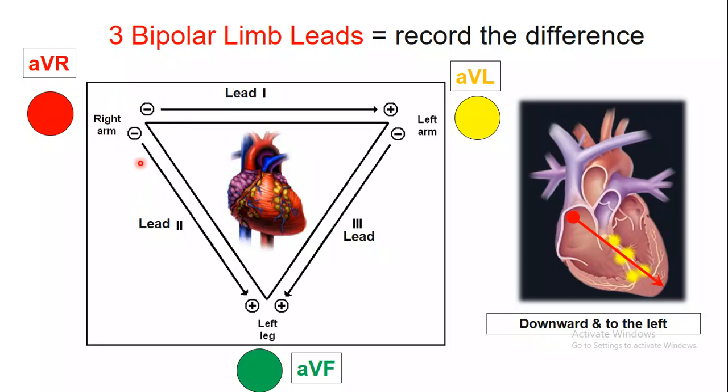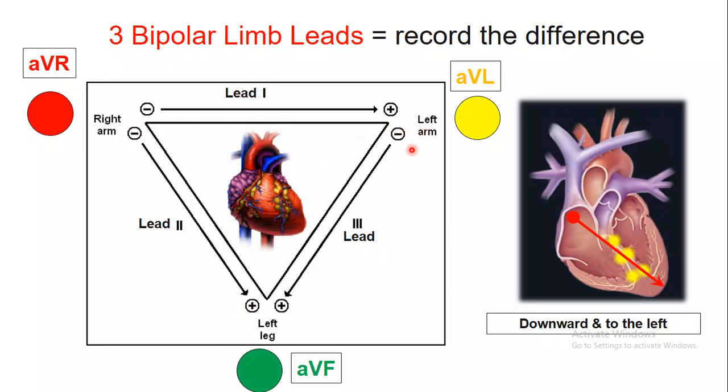So what is the explanation of these negative charges? As we just explained, the depolarization wave direction is downwards and to the left, so the right arm is relatively negative in relation to the left arm, because the direction of current is from right to left, and also it is relatively negative to the left foot because the direction of the current is downward. So the right arm is negative in relation to the left arm and left foot.